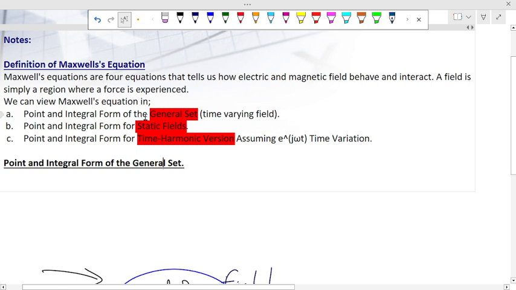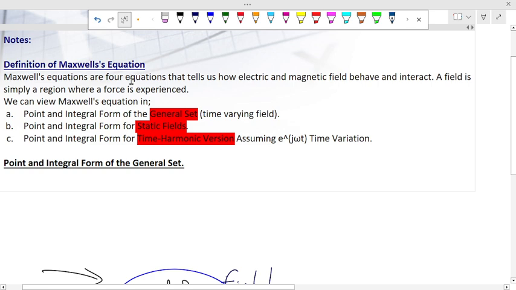All the rest, all these many statements, point and integral, you can see it here. We have point and integral here. The only difference between A, B, and C is general set, static field, harmonic versions. Time harmonic version.